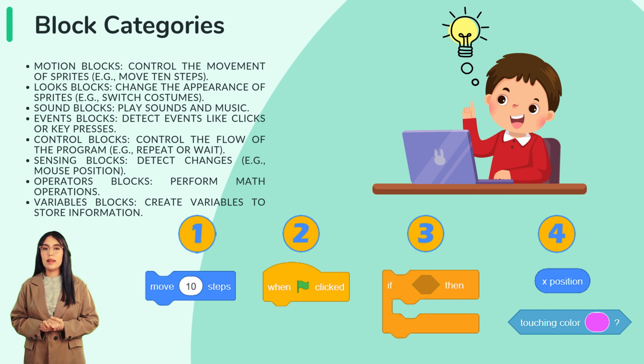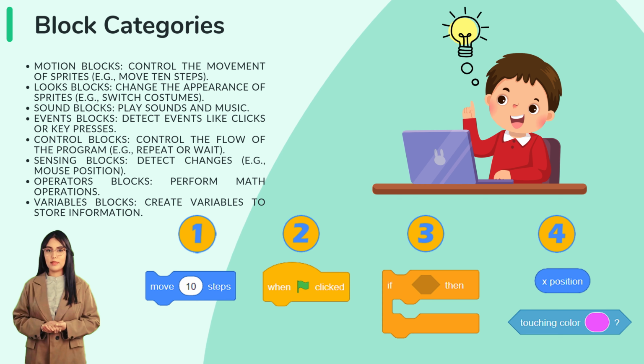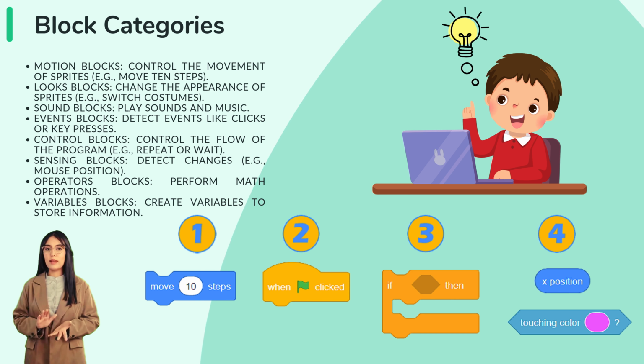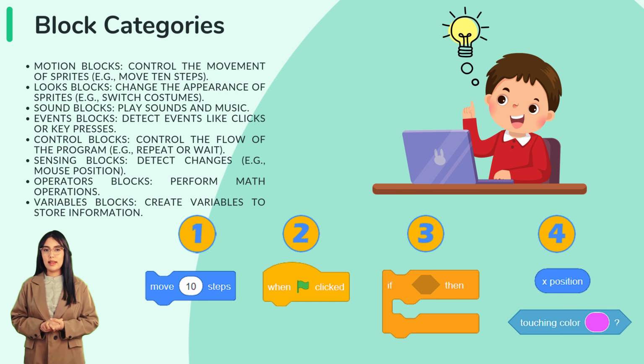Control blocks control the flow of the program. Example: repeat or wait. Sensing blocks detect changes. Example: mouse position. Operators blocks perform math operations. Variables blocks create variables to store information.